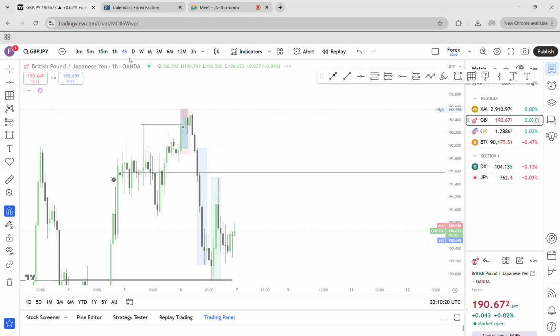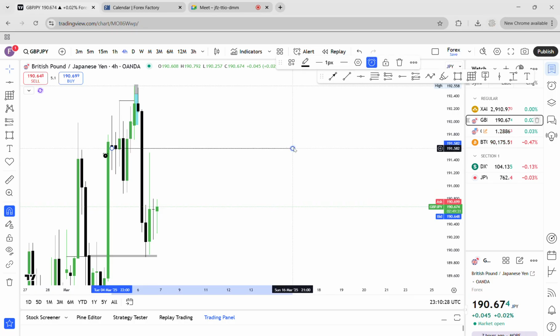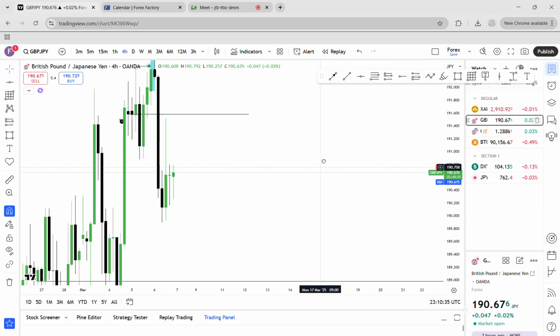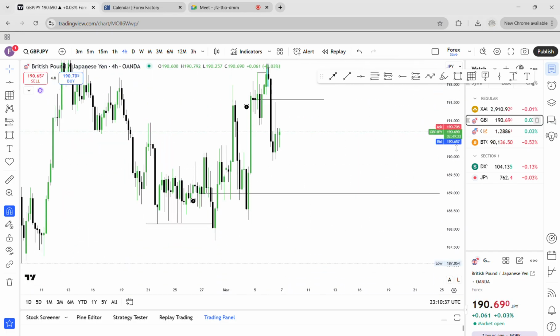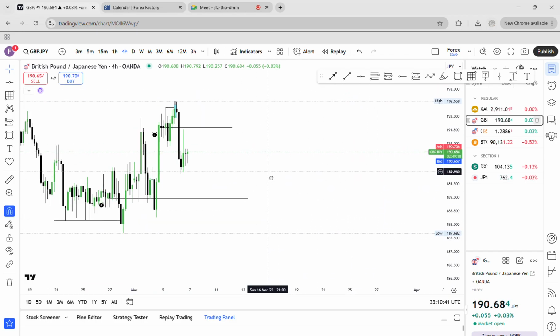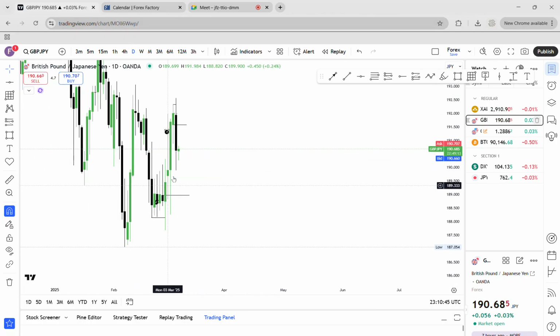So I will take this area because it's a higher time frame level. So which means this one has been mitigated right here. Which means the daily level is here, and this one here is here as well, the daily level.